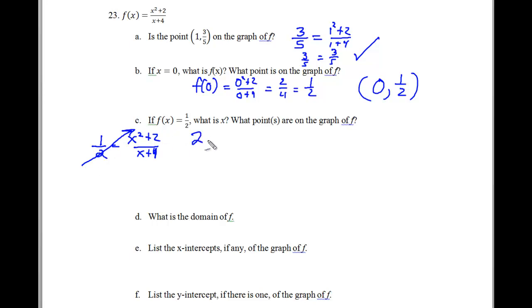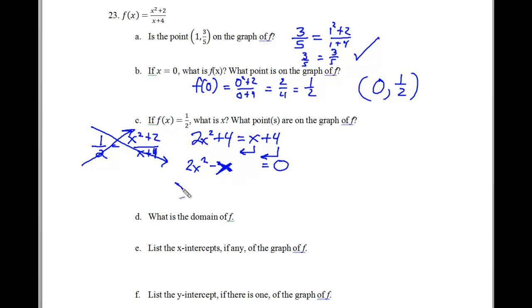So distribute the 2 times x squared plus 4. And I'm going to multiply these two together: 1 times x plus 4 is just x plus 4. Now I'm going to move everything to the left-hand side and see what I get. So I'm going to move the x over here, so 2x squared minus x. I'm going to move the 4 over here as well, setting this equal to 0. And 4 minus 4 is 0, so now I have the equation 2x squared minus x is equal to 0. Hooray! No quadratic formula necessary.